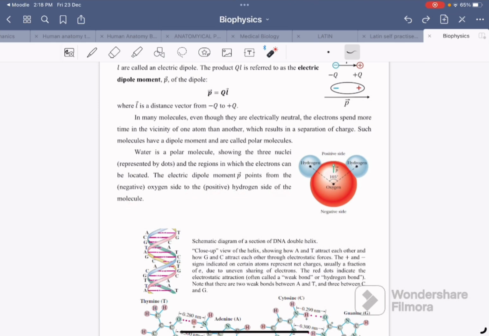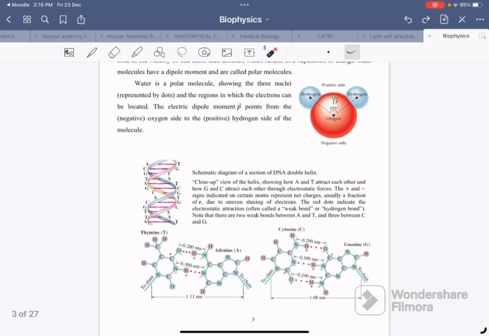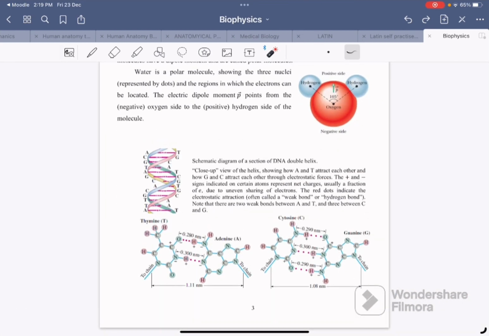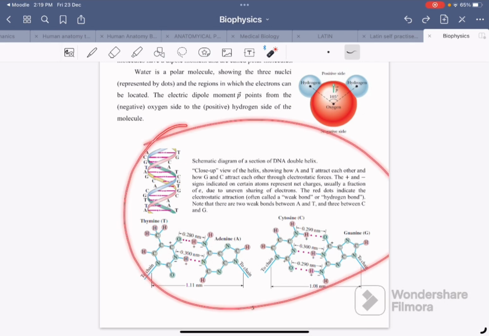So the concept is simple. If you are asked to find the direction of the dipole moment, one should say that it is from negative to positive. That's the concept. So let's come to the biology part again.